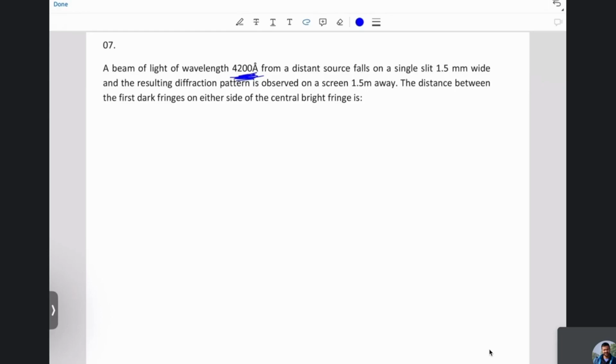Blue or... yeah, should be blue. Yeah. Blue or indigo. This kind.